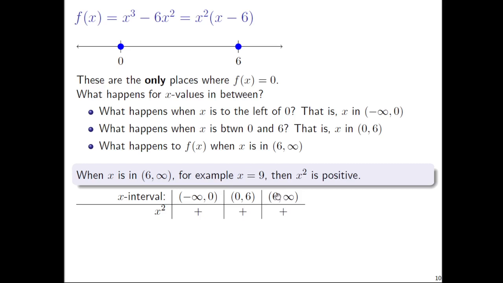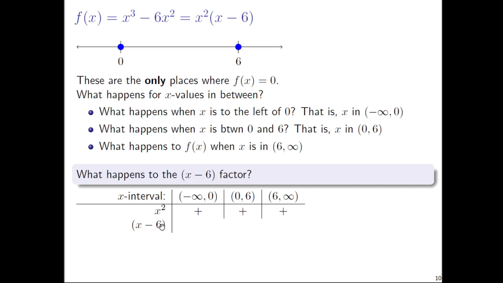Finally, for this last column, pick an x value bigger than 6. For example, let's just pick x as 9. Then 9 squared is 81, which is positive. So this row is actually all pluses because when you square things, you get a positive. There's this other factor, though, of x minus 6.